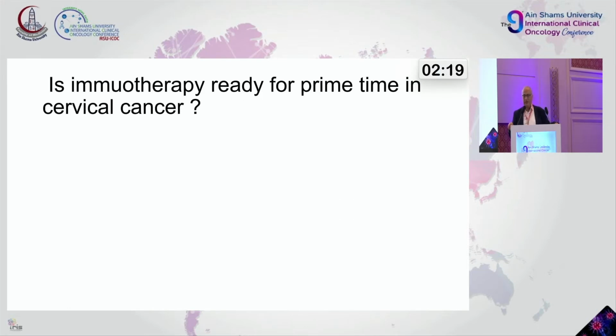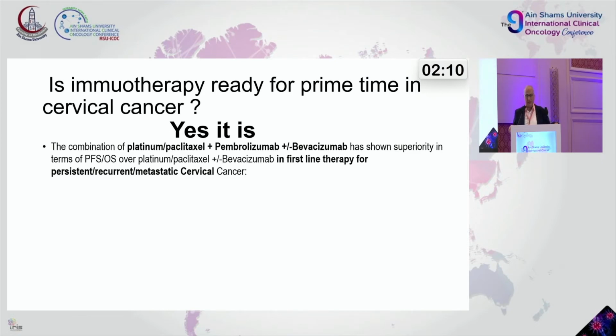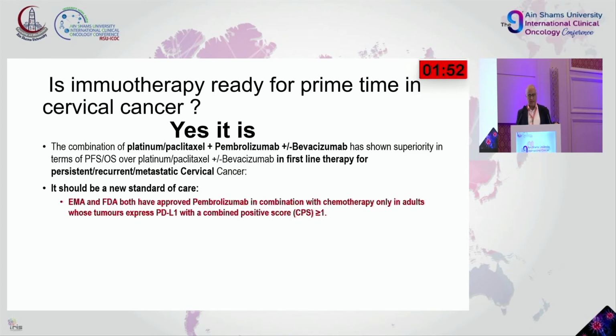Then we come to our question. Is immune therapy ready for prime time in cervical cancer? In my opinion, it's yes. And this is because the combination of platinum, paclitaxel, pembro, and BEVA has shown superiority in terms of progression-free survival and overall survival over platinum and BEVA in the first-line therapy for persistent or recurrent metastatic cervical cancer. And this has EMA and FDA approval for patients with combined positive score more than 1.